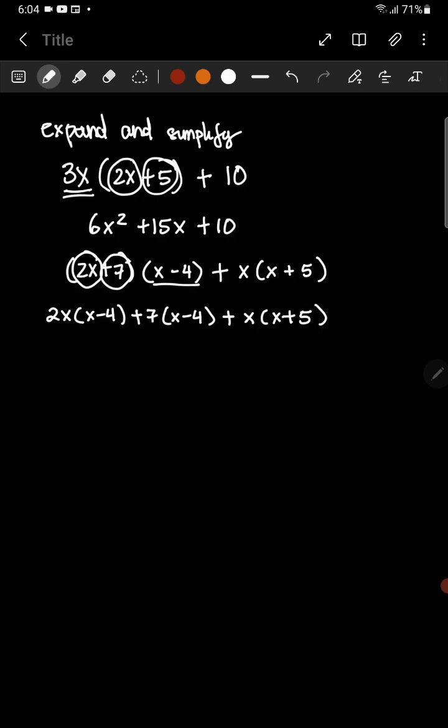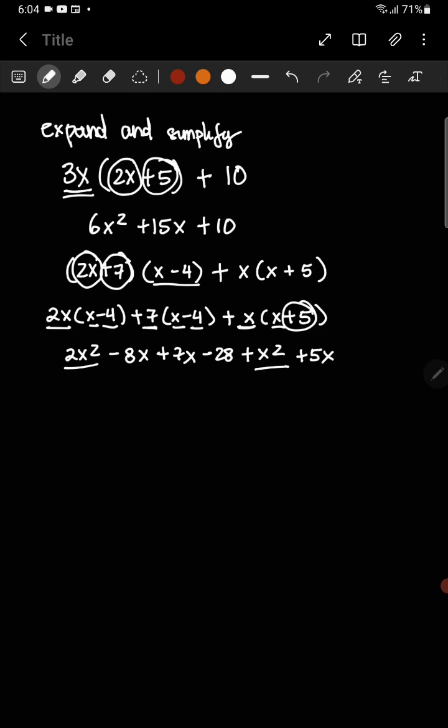Expand to remove the bracket. So this one with this, it will be 2x squared. With this one becomes minus 8x, and then this one you times it with this one becomes plus 7x, and then 7 you times it by minus 4, it becomes minus 28. And then plus this one times it with this one becomes x squared, and this one times this one becomes 5x.